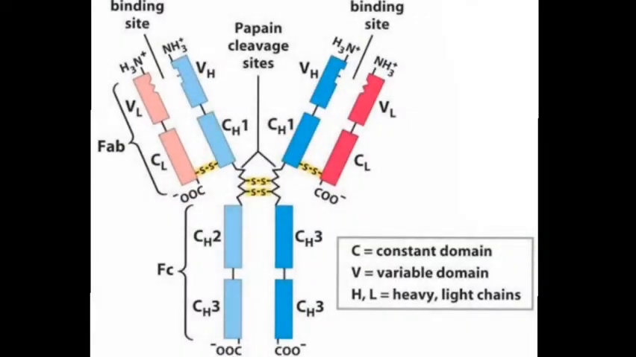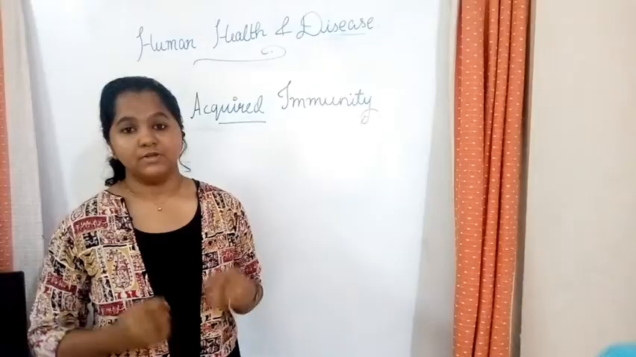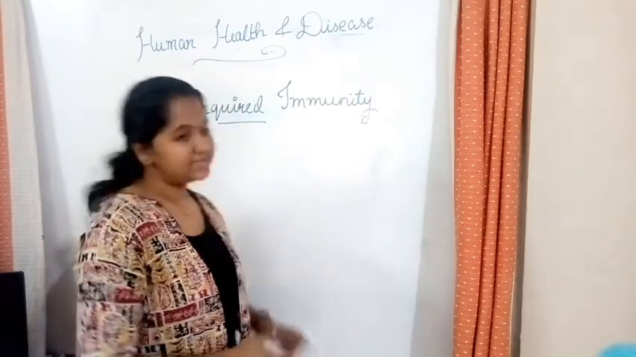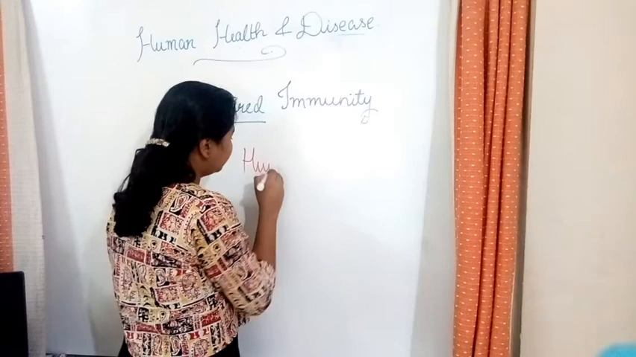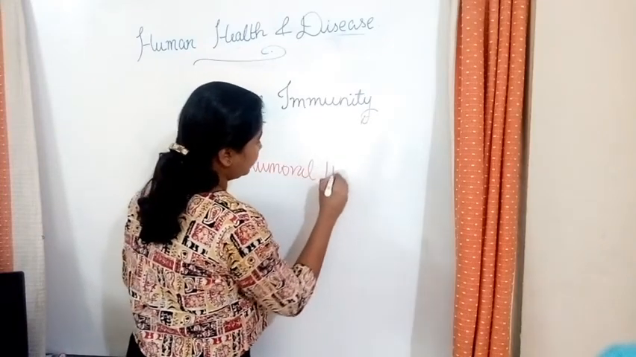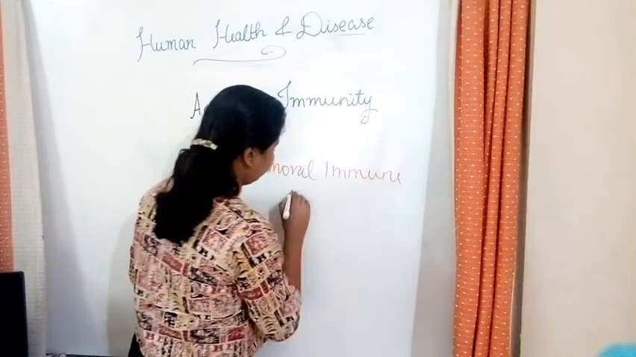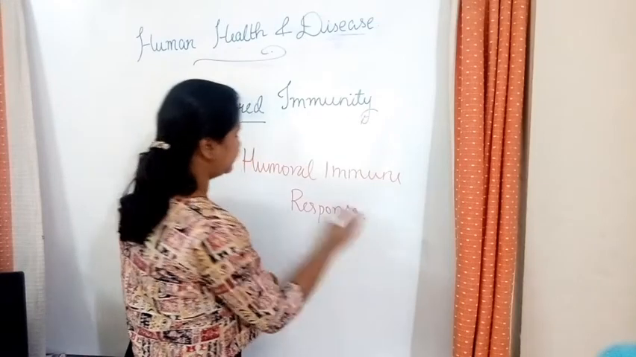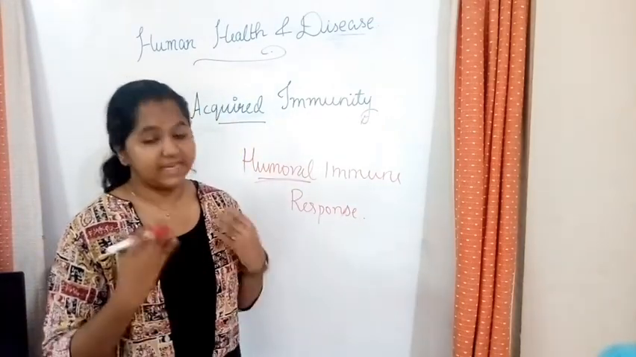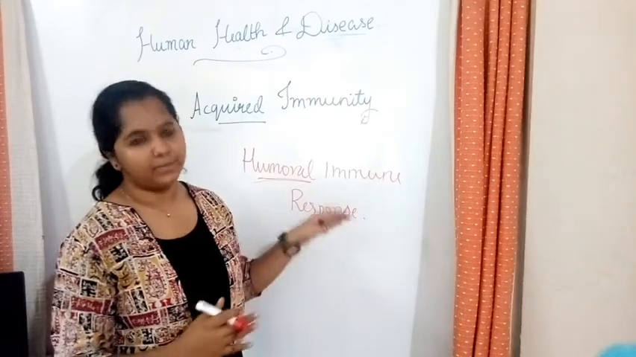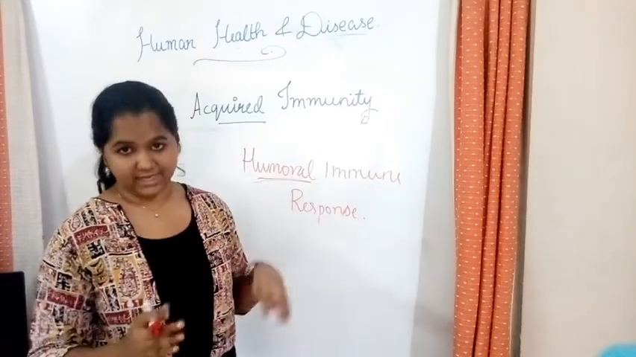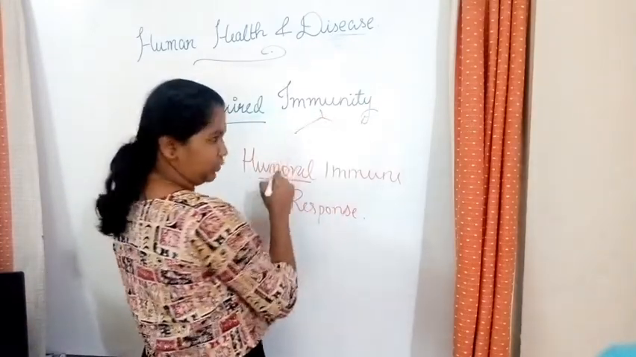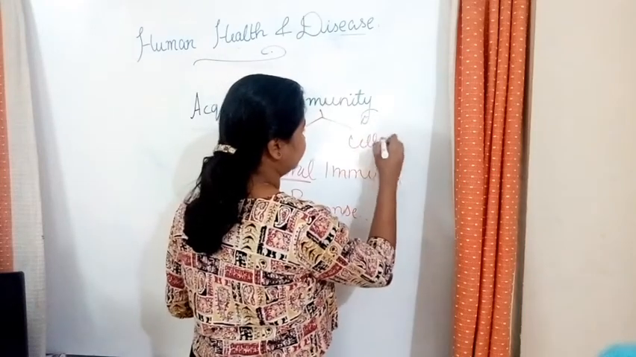The antibody would look like this. Since antibodies are produced in the blood and released into the blood, it is known as humoral immune response. Why is it humoral immune response? What do you mean by humor? Humor is any body fluid. Since it is in the blood, it is humoral immune response. And this is one type of response that comes under acquired immunity. There are two types. One is humoral and the next one is cell mediated.